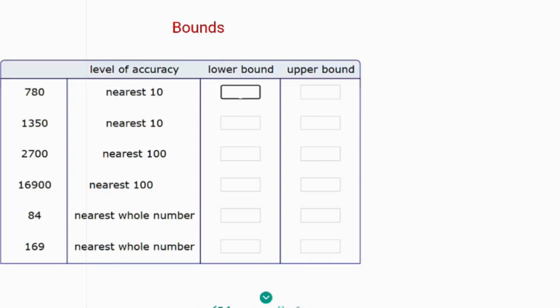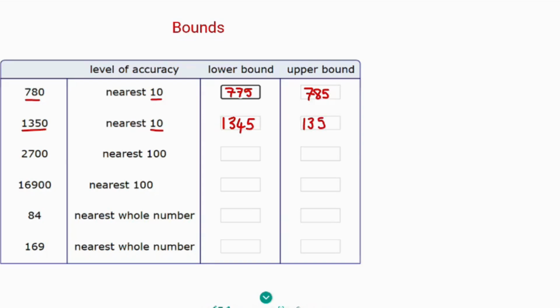So if 780 has been rounded to the nearest 10, what would the upper bound and lower bound be? Half of 10 is 5. Take 5 off 780. 775 is the lower bound. Add 5 on. 785 is the upper bound. 1,350 to the nearest 10. Again, take 5 off of 1,350. Add 5 on to get your upper bound and lower bound.